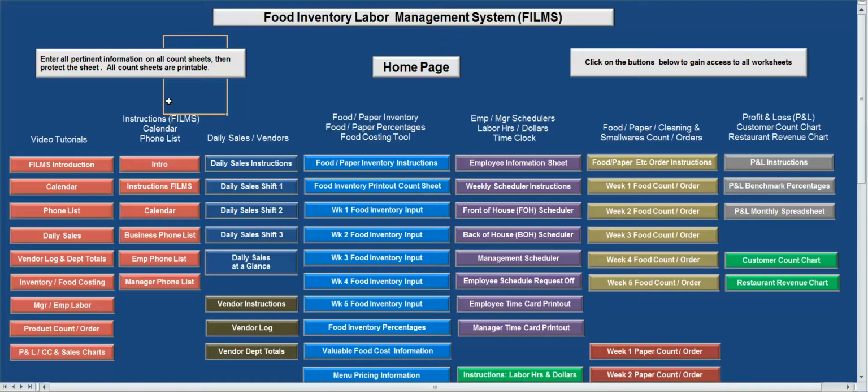All right, our next video is going to be the vendor and vendor totals. I invite you to see that. That'll be part number 5.